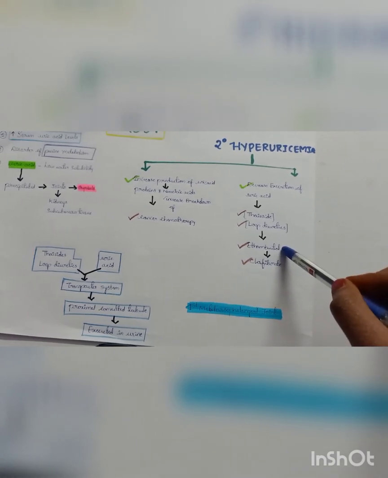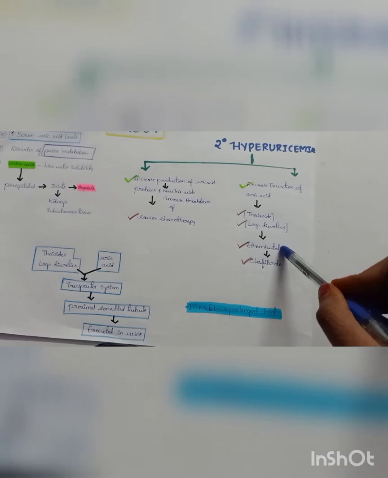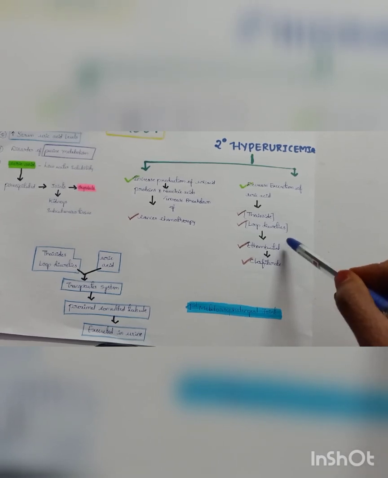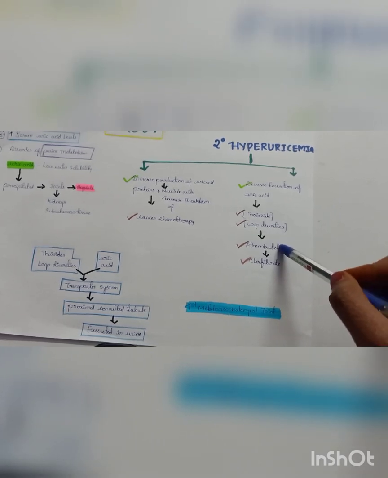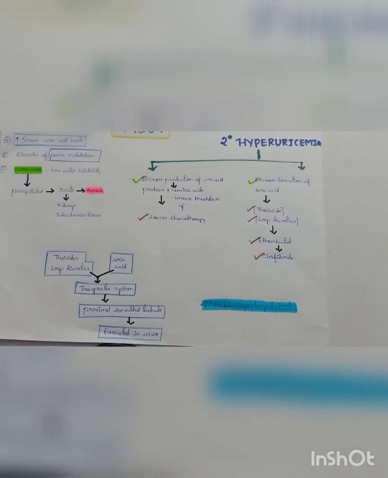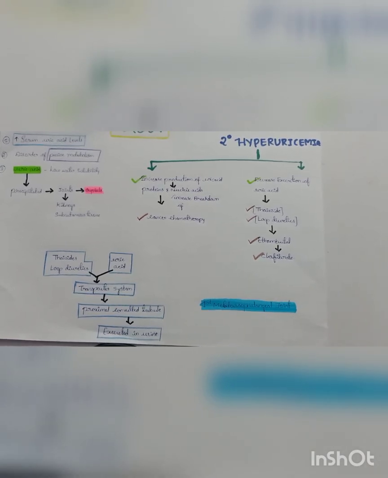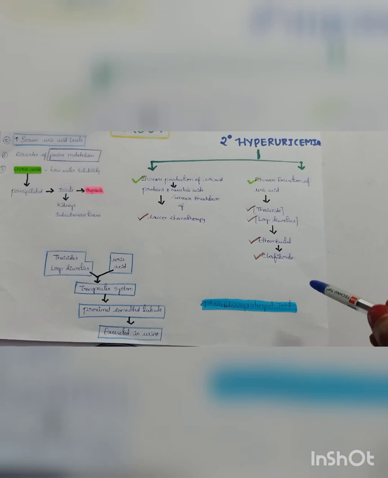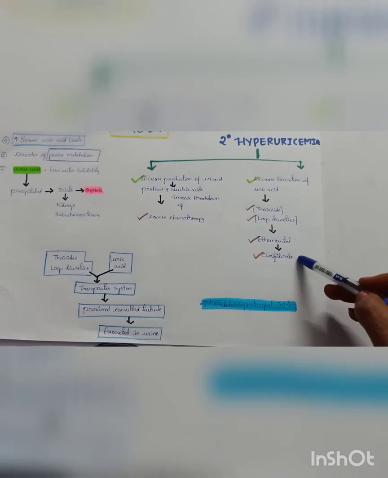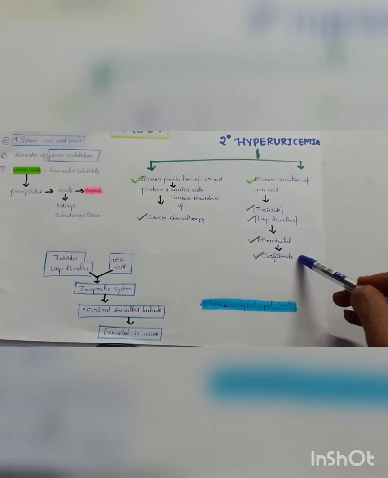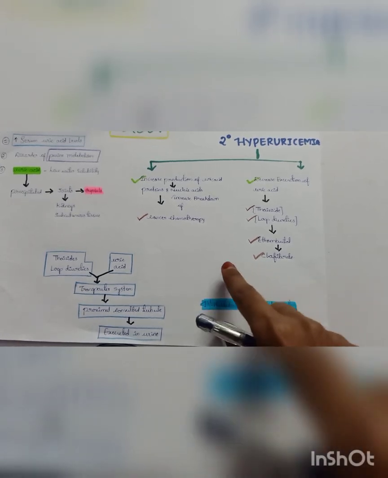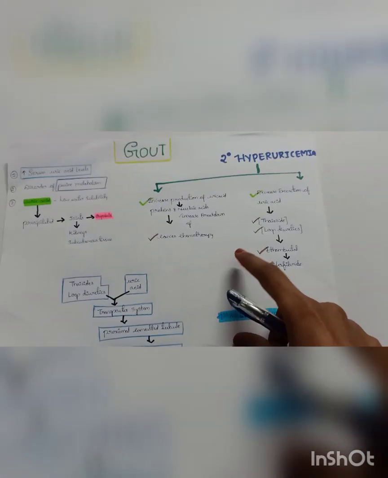The other drugs which decrease the excretion of uric acid include the anti-tubercular drug ethambutol, which will also decrease the excretion of uric acid. Coming to the last one, clofibrate, an anti-hyperlipidemic drug used in dyslipidemia, also decreases the excretion of uric acid. So this is the basic pathogenesis of gout.